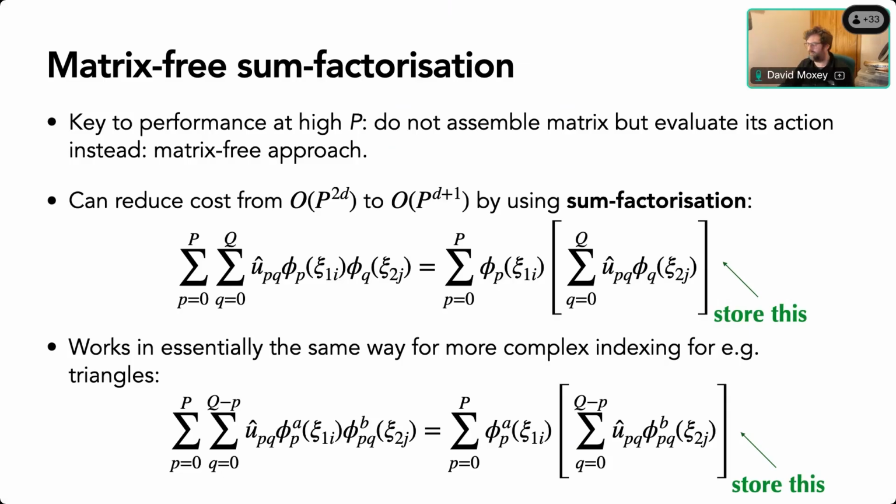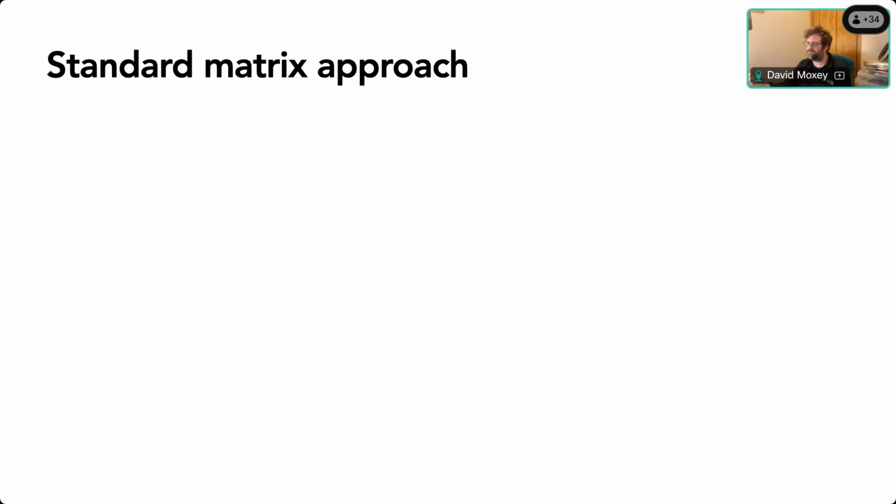And for triangles, tetrahedra, etc., with this expansion in terms of the shape functions, with this phi p and phi pq and this last expression, you can do the exact same thing. It's just more complicated. One has to account for the indexing a little bit more, but it's still theoretically possible. So the question is, is it really worth doing?